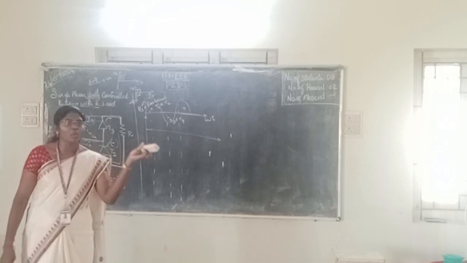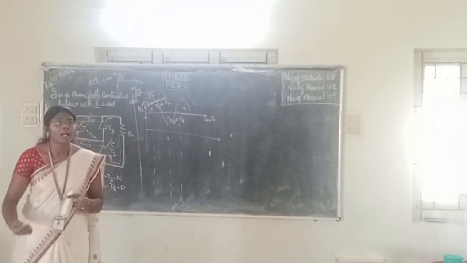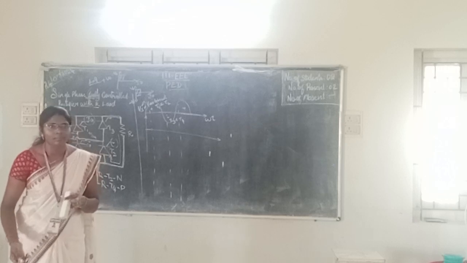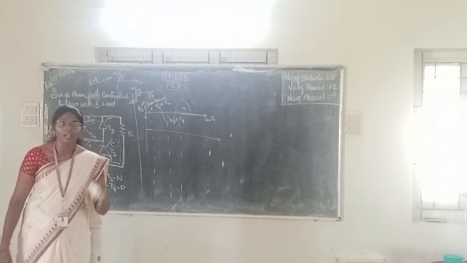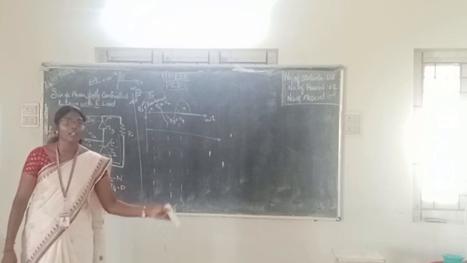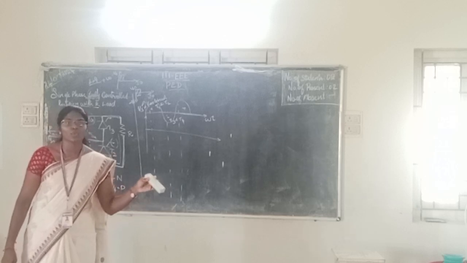When T1 and T2 are in the on condition, the other 2 thyristors will be in the off condition. During the negative half cycle, T3 and T4 will be in the on condition, and the other 2 thyristors, T1 and T2, will be in the off condition. That point also should be mentioned.